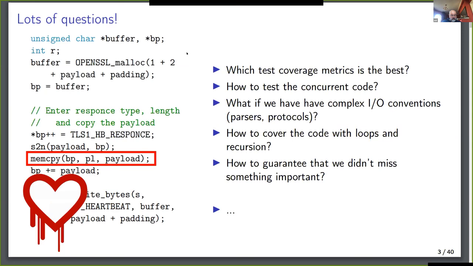It is called Heartbleed. Here we fill in the response buffer, and we copy the information from this payload buffer. But the thing is that we use this payload parameter that is input, and it is not validated in any way. This is a typical buffer overread situation where we can read too much. For instance, we can read the whole buffer and the whole process memory allocated after this buffer. So the question is how to guarantee that we do not miss something like that when testing the function.